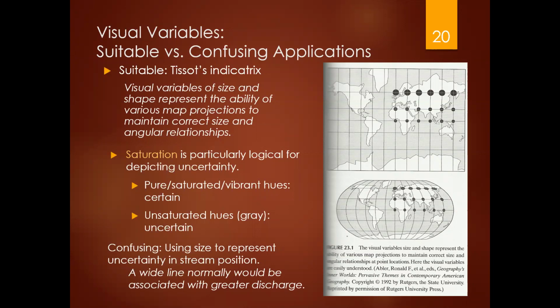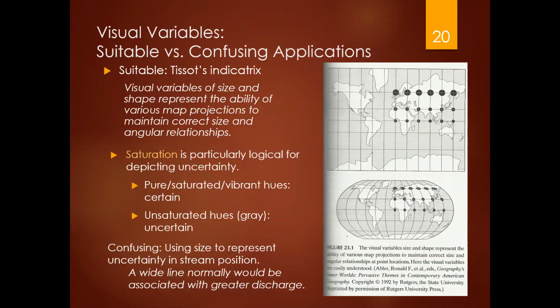If you do it right, it's informative. If you do it wrong, it can be confusing. So a suitable case could be the Tissot's indicatrix. I think you have seen this figure in your cartography class because it's very famous for this indicatrix, Tissot's indicatrix.